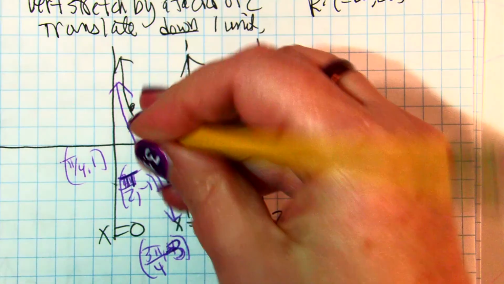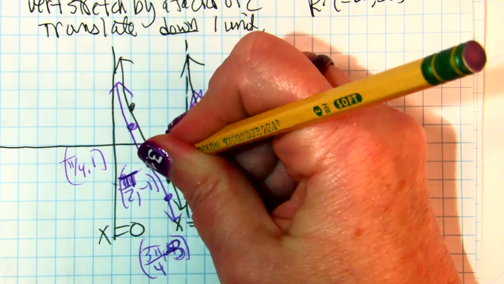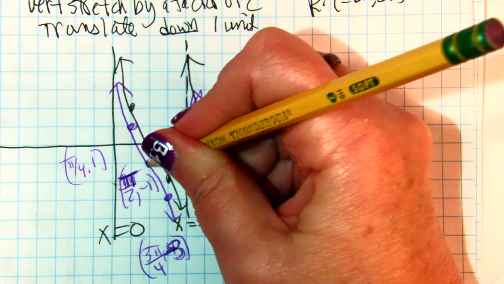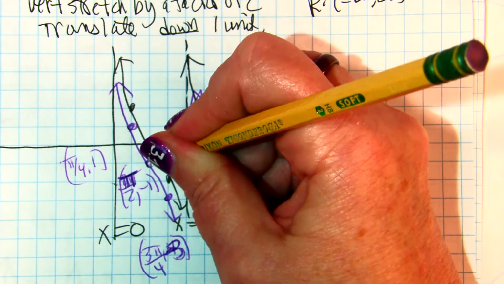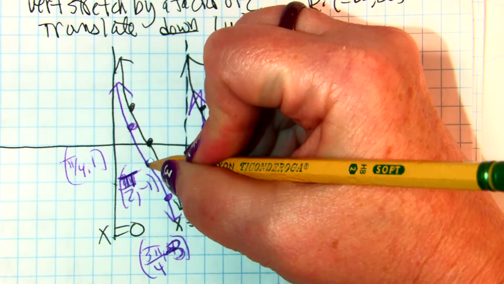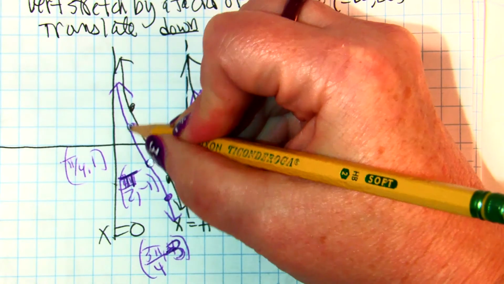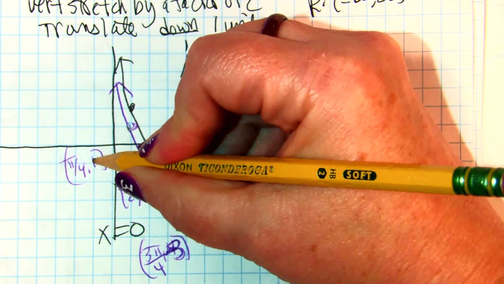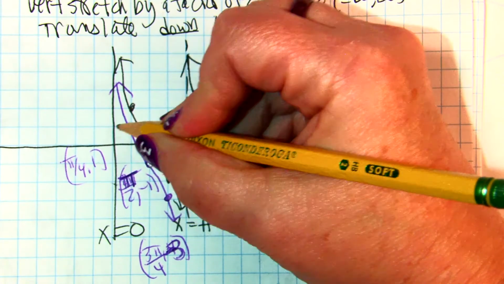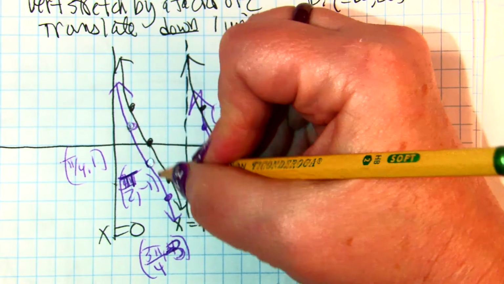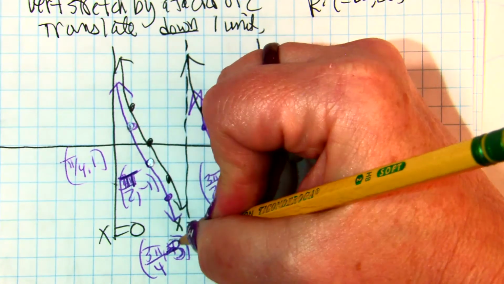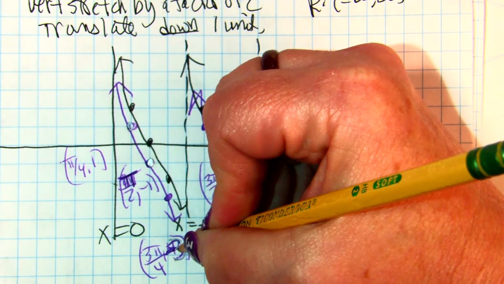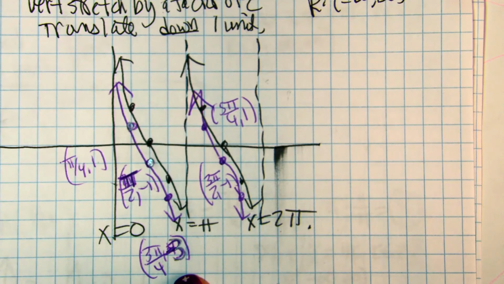And we're going to go down to -1, halfway between 0 and pi, which is pi over 2, -1. But the amplitude is 2, so it goes up 2 more than that to (pi over 4, 1). From -1 to 1, it's up 2. And then down 2 from -1 is -3. So it's (3 pi over 4, -3). Our asymptote is at pi.